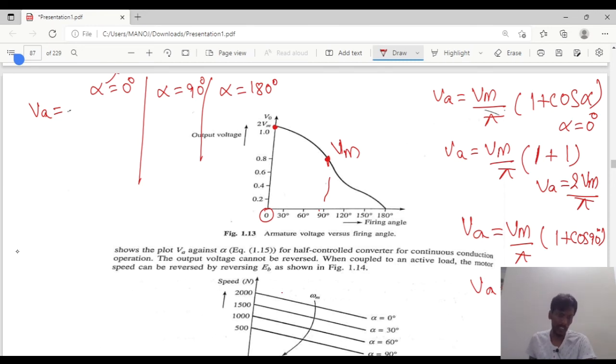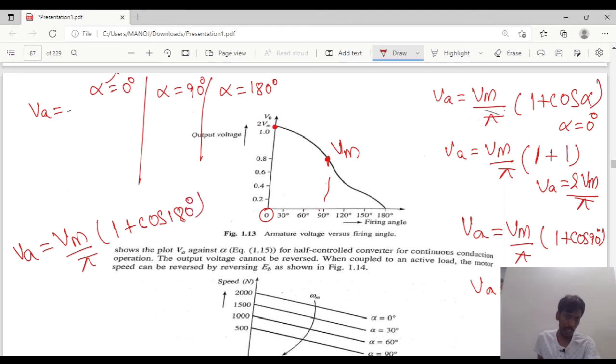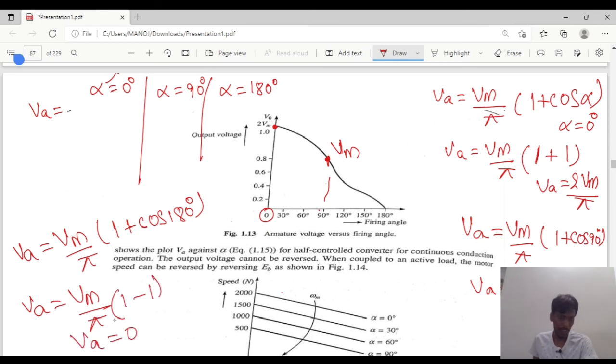And the final value: VA equal to Vm by pi (1 plus cos 180). So cos 180 value is minus 1, no? So VA equal to Vm by pi into (1 minus 1), the value will be 0. So at 180 degrees the value will be 0.